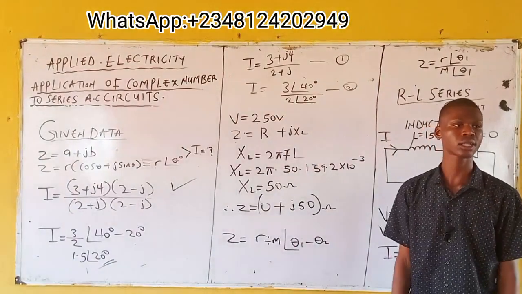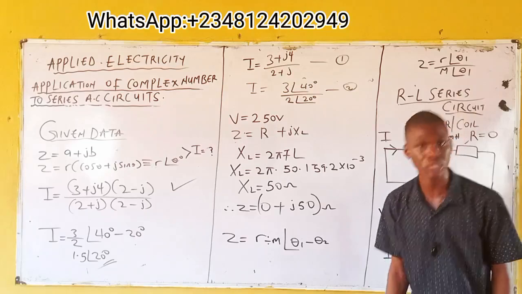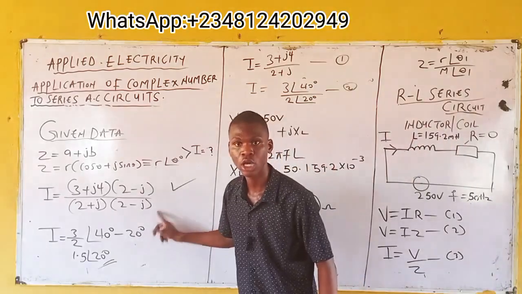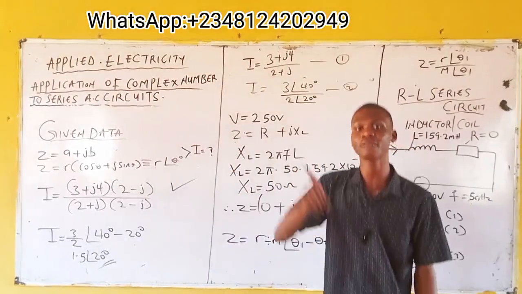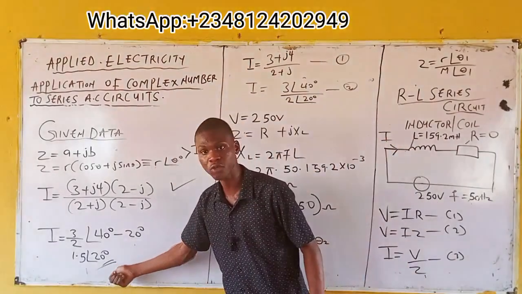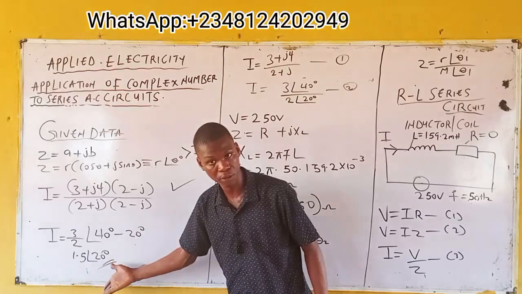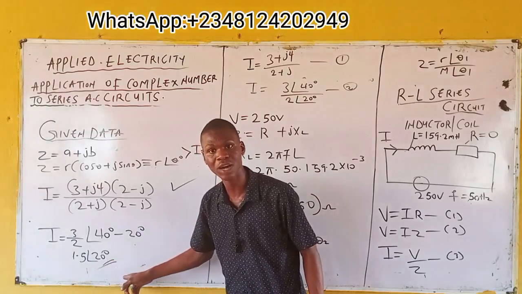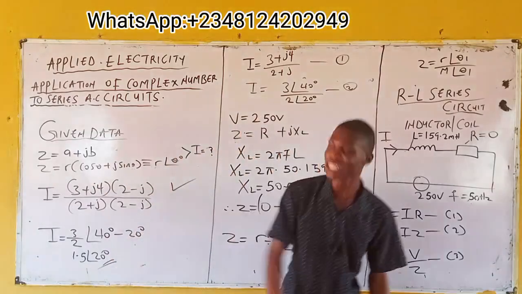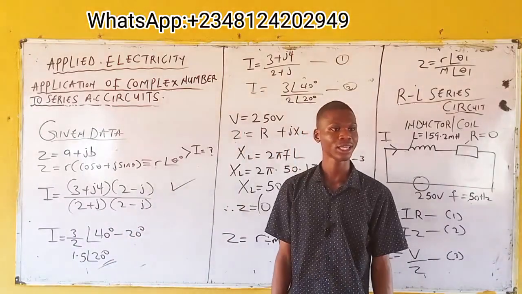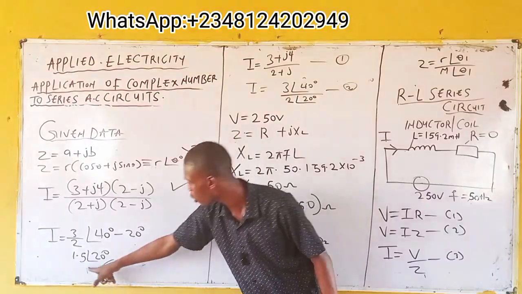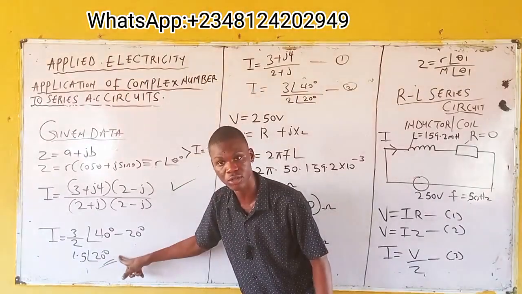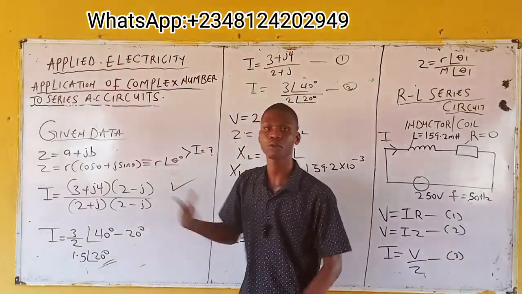2. Exactly. Using 2 is easier, because by the time you use 1, you end up getting a rectangular form, and what you've gotten from equation 2 is polar form. This polar form, by the time you convert it to rectangular form, you definitely get what you've gotten here. You get the logic now? You definitely get 1.5 at 20 degree by the time you convert back.